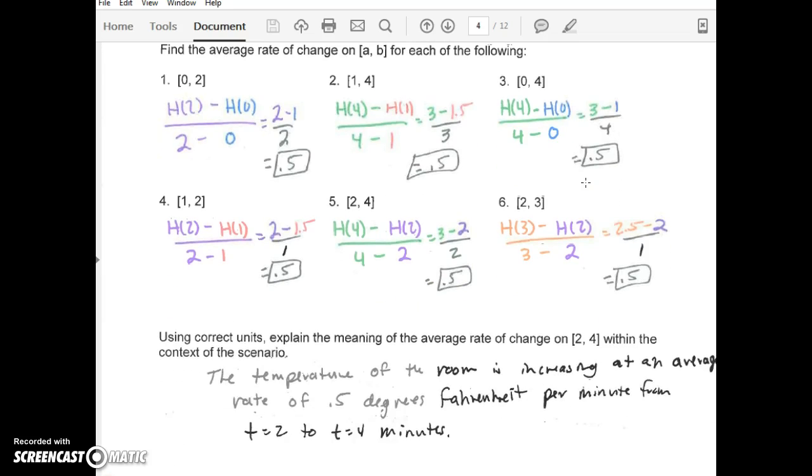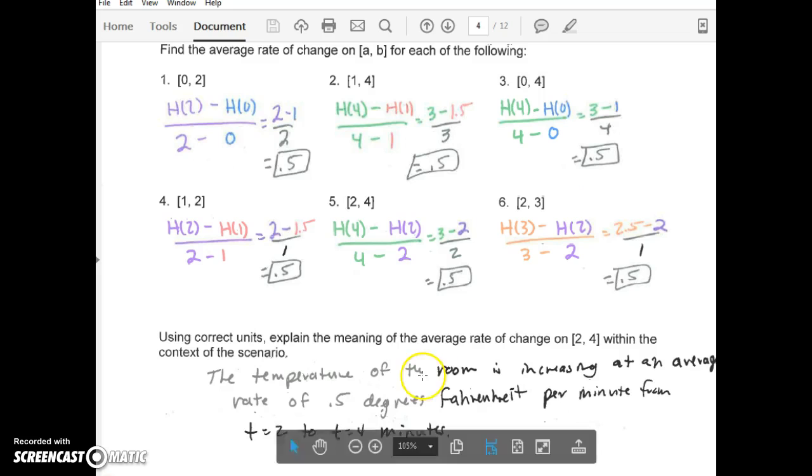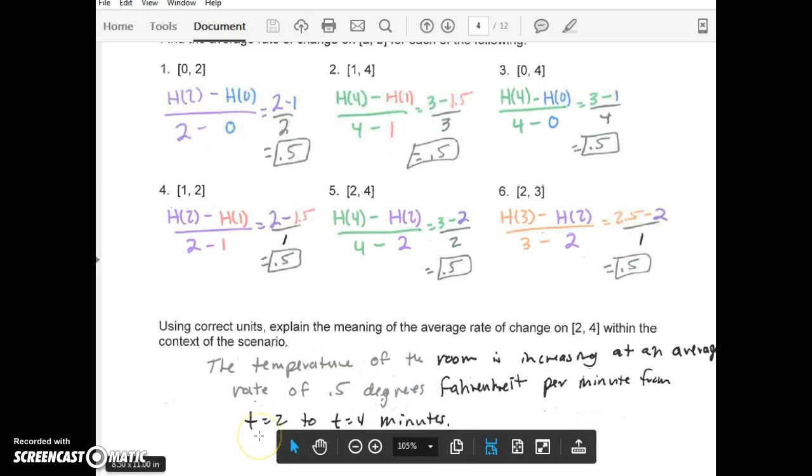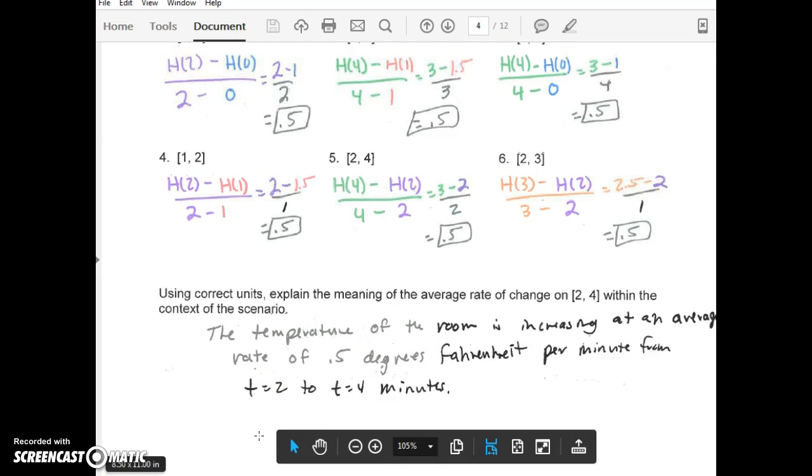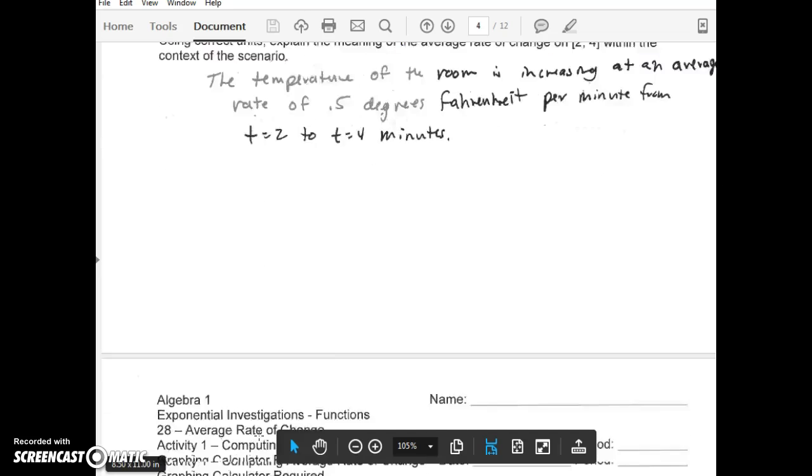So using correct units, the temperature of the room is increasing. We have a positive slope at an average rate. Again, average rate, not necessarily at this very moment, of 0.5 degrees Fahrenheit per minute from, here's our units, T equals 2 to T equals 4 minutes. So those are equations and how we do that.